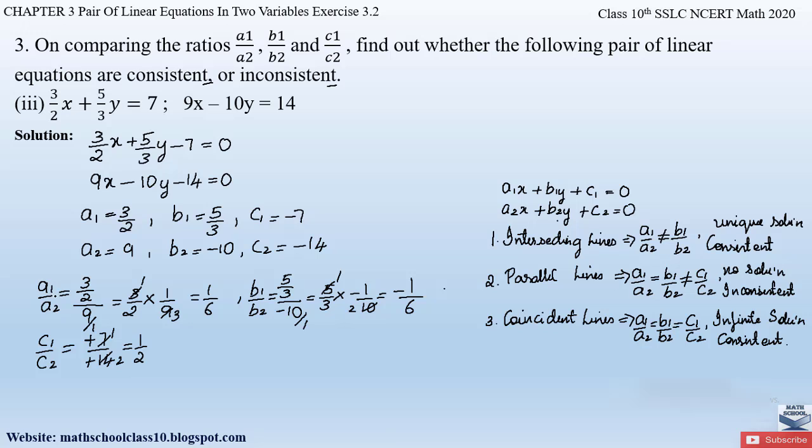So here when you compare the ratios A1 by A2 with B1 by B2, we can see that A1 by A2 is 1 by 6 and B1 by B2 is minus 1 by 6, which are not equal to each other. So when A1 by A2 is not equal to B1 by B2, which is the condition we get, the lines will be intersecting, right? We get intersecting lines. Since the lines are intersecting, we can say that the pair of linear equations are consistent since they will get a unique solution, right? So write down, hence the pair of linear equations are consistent.